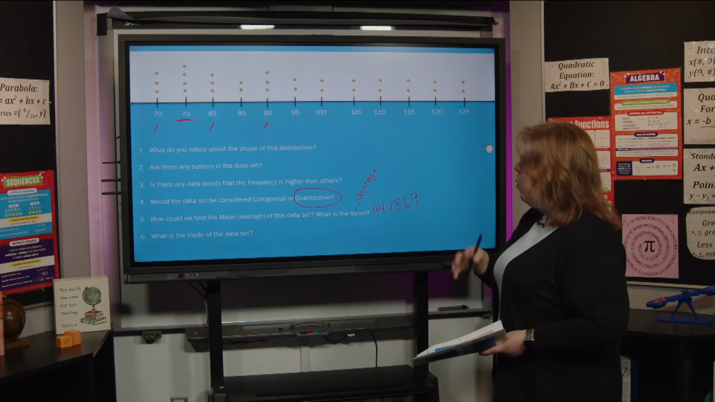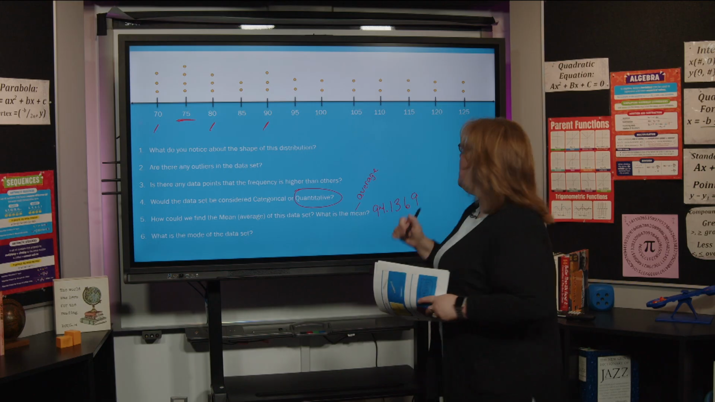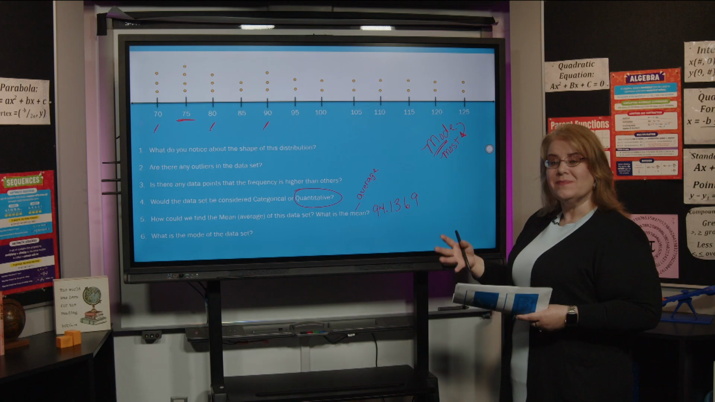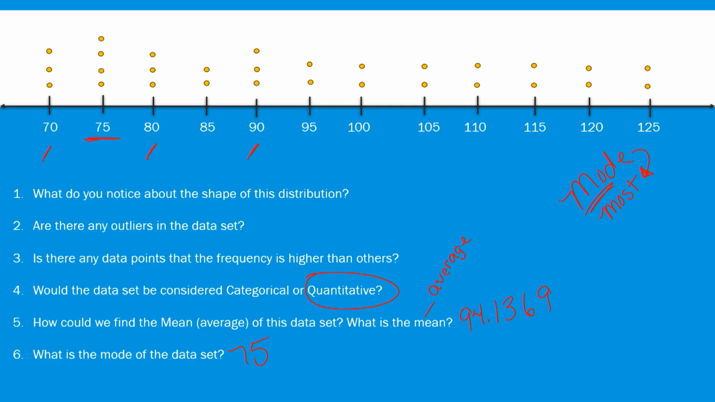So then it says, what is the mode? Now, what is a mode? The mode is the one that we see the most. So if I wrote mode, it has most there. So my mode is my most. And which number do I see the most dots with? 75. Good job. So we've taken a dot plot and we've analyzed it. We've dotted the values and then we've analyzed the data on this dot plot.